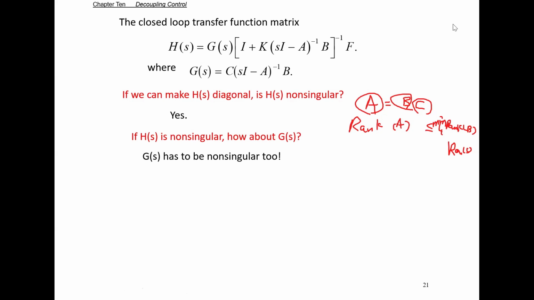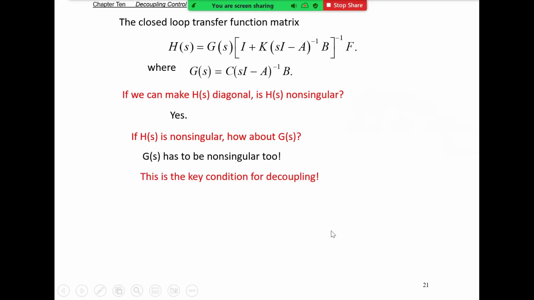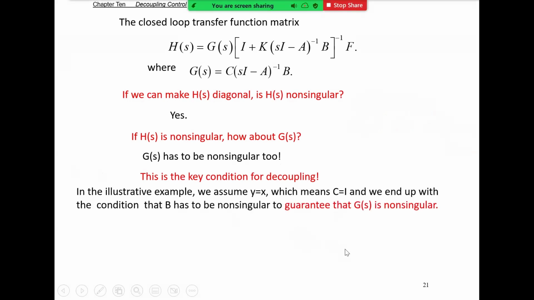So every element has to be non-singular. From that, G has to be non-singular. Actually, that is the key condition for decoupling, which means that your original open loop transfer function has to be non-singular. It means that the input has to affect the output independently. In the illustrative example, we assume that the inputs correspond to the state variables, which means C equals the identity matrix. Then we end up with the condition that B has to be non-singular to guarantee that G is non-singular.